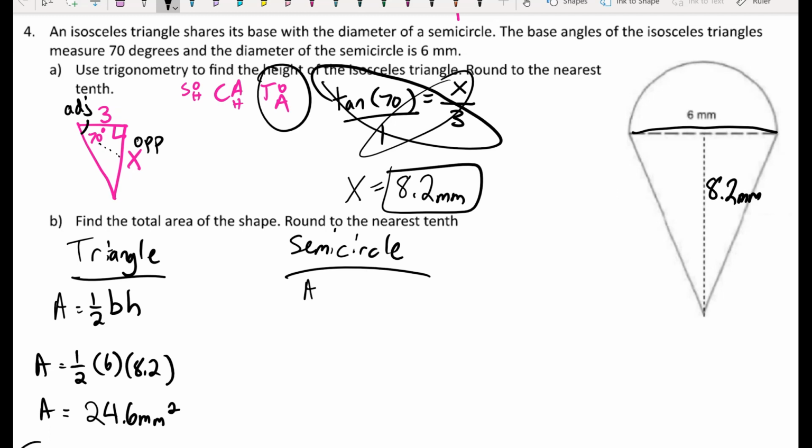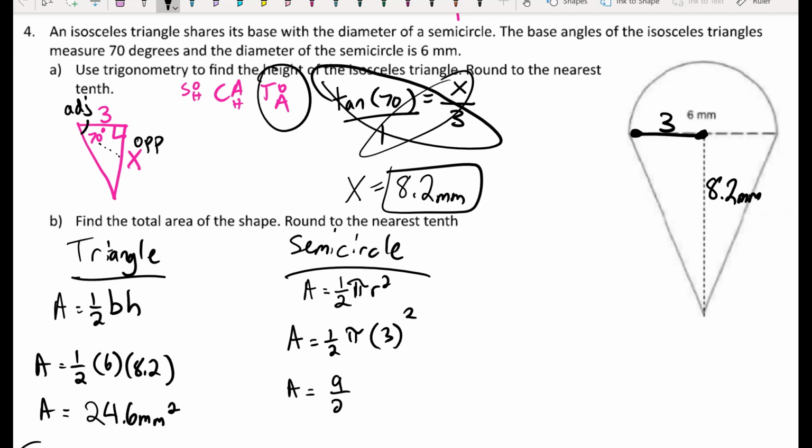For the semicircle, that's just half of a circle. So I know pi r squared would get me the area of a full circle, so if I multiply that by 1/2, I'd get the semicircle area. The only thing you need to identify is the radius, and if the diameter is 6, the radius would just be half of that, or 3 millimeters. So when I substitute in, I find that the area of my semicircle is just 9 over 2 pi. And I could slap a unit on the end of that too, but I'm going to do something with these before I add a unit to the end.